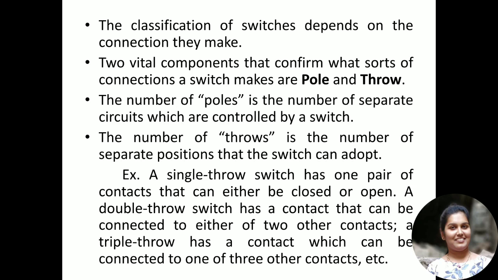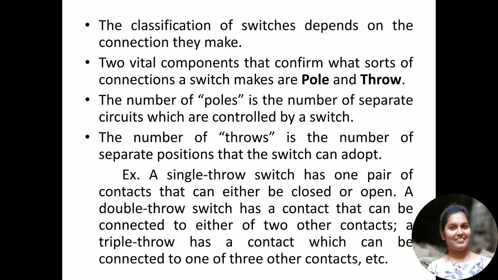So the number of poles means the number of separate circuits, whereas the number of throws means the number of separate positions the switch can adopt. Poles means how many circuits it is controlling, whereas the number of throws indicates the number of positions, in how many positions.